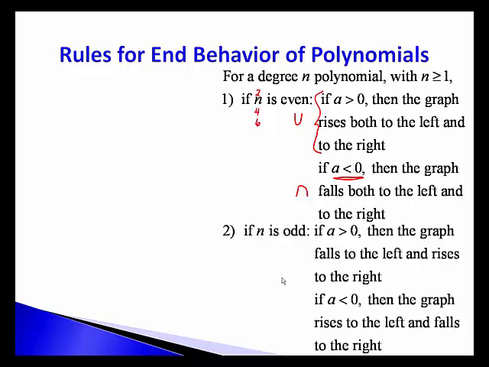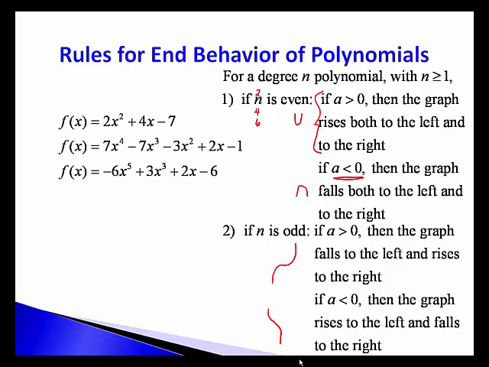Now let's look at the odd degree. If n is odd, then when a is greater than or equal to 0, the graph falls to the left and rises to the right, meaning you get something that looks like this. If a is less than 0, the graph rises to the left and falls to the right, something that looks like that. I don't have any neat tricks to help you remember that one. You're just going to have to know that one. So let's look at some of our graphs and see if these things make sense.